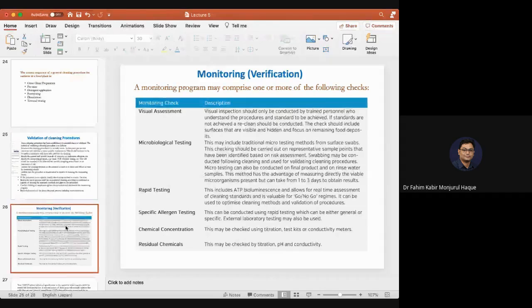And then verification and monitoring. Monitoring means, okay, now you have a validated procedure and detergent, and you are using this to clean your plant. Here comes the verification. Your procedure is validated, but it doesn't mean that when you are cleaning your plant using that validated procedure, the cleaning is as claimed by that procedure.